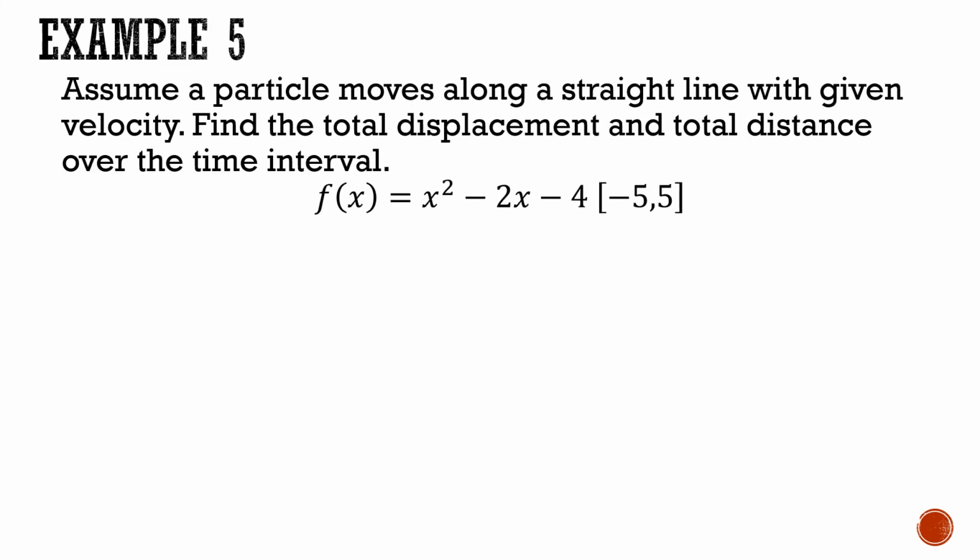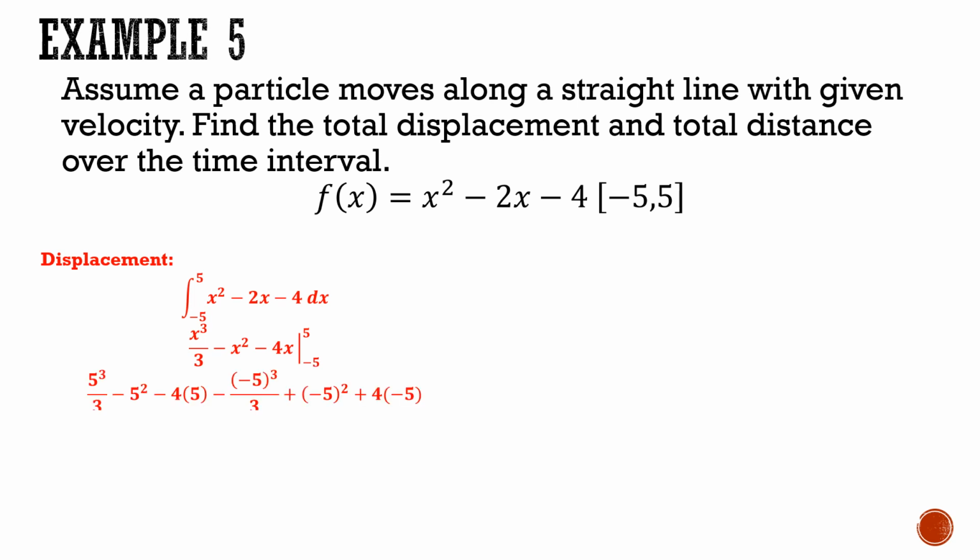All right, so example 5 says, assume a particle moves along a straight line with given velocity. Find the total displacement and total distance over the time interval. So I'm giving you guys some function, and we're going from -5 to 5. So let's start with displacement. For our displacement, we're going to do the integral from -5 to 5 of that function, x squared minus 2x minus 4 dx. Now integrating that function, we get x cubed over 3 minus x squared minus 4x from -5 to 5. Then I'm going to plug in the top of 5 minus the bottom.